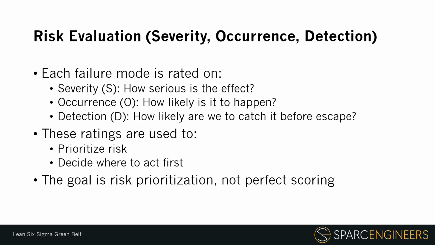If a failure has high severity, high occurrence, and poor detection, then it should clearly move toward the top of the priority list. The team can then decide whether to reduce occurrence, improve detection, or, ideally, prevent the failure from happening in the first place.